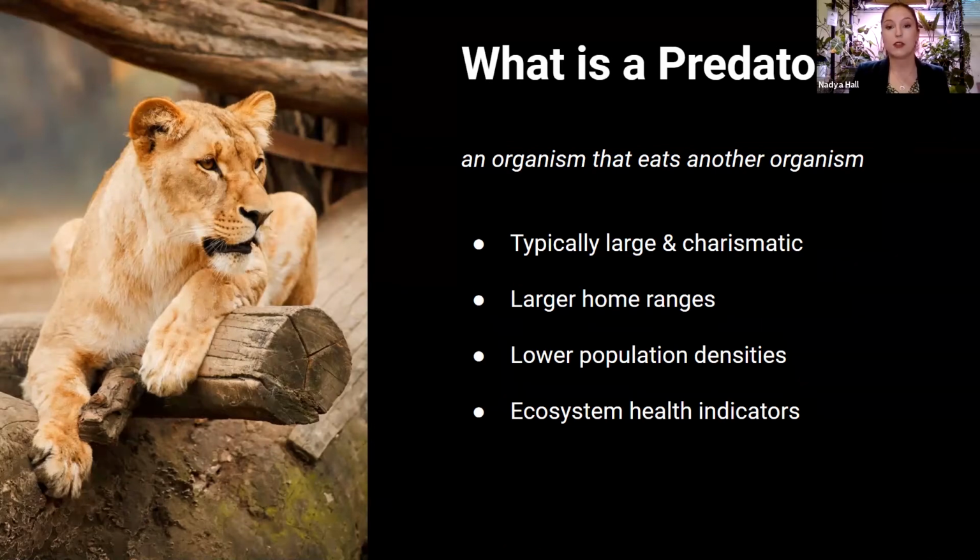So some typical characteristics are that predators are large and charismatic. They have larger home ranges and thus lower population densities because they are, with some overlap, not typically sharing those ranges with other individuals that could be competing. And they're great ecosystem health indicators.